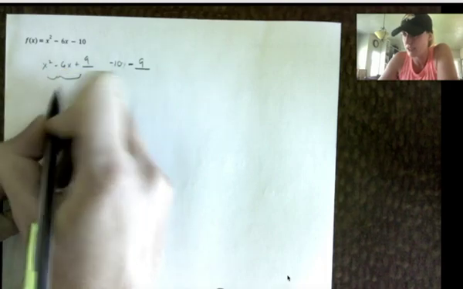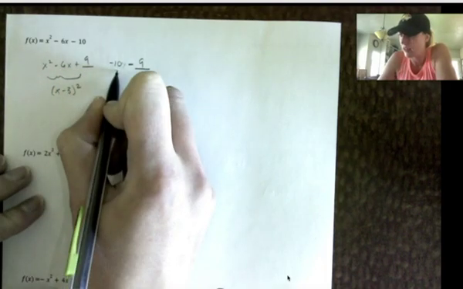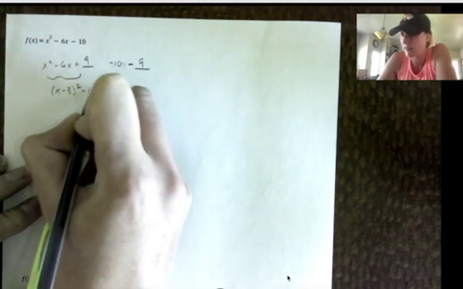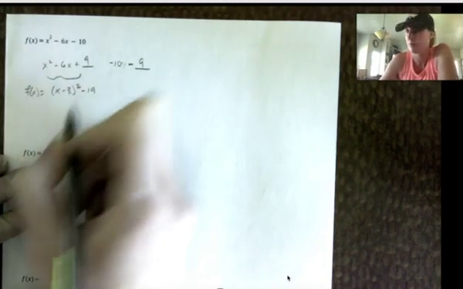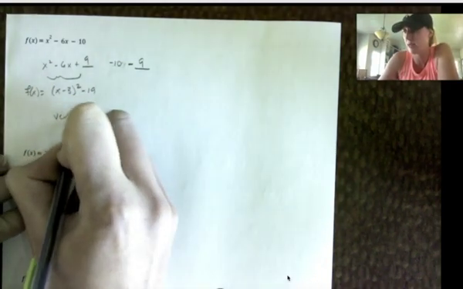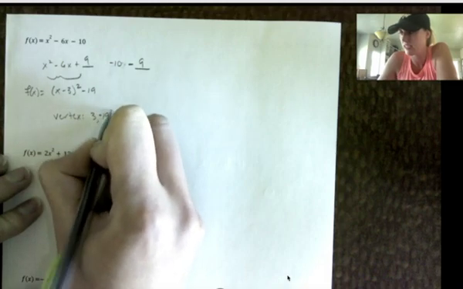This part factors. B over 2 is negative 3. And then negative 10 minus 9 is negative 19. So this is my function in vertex form. So then my vertex I can easily pick out is 3 and negative 19. And my stretch factor is just 1.